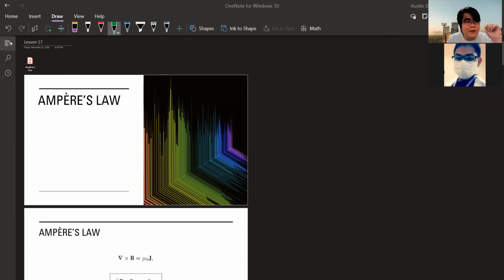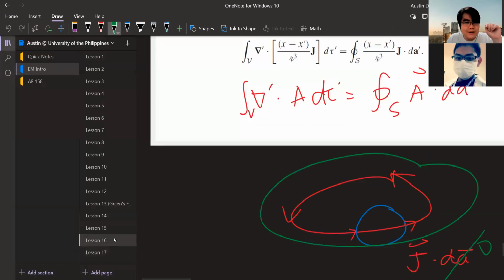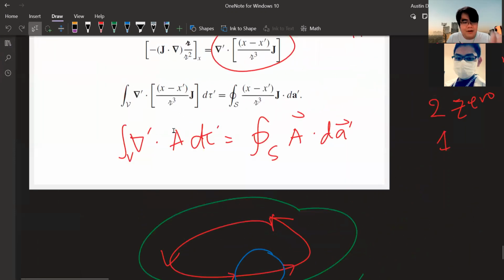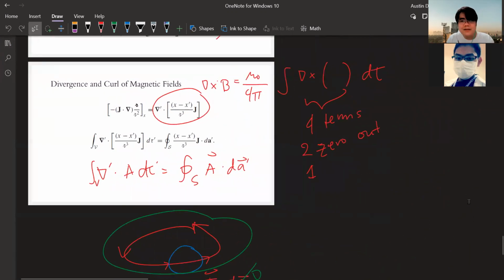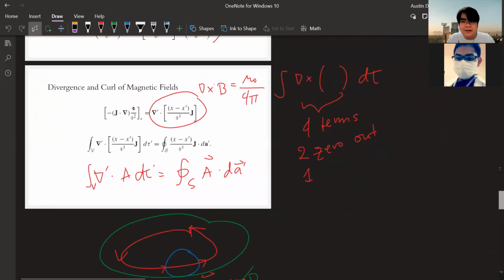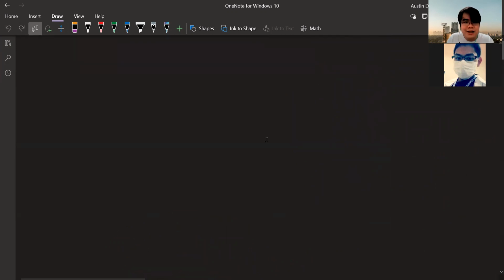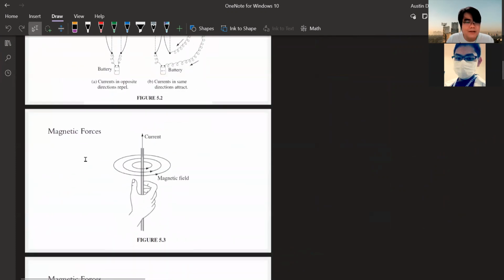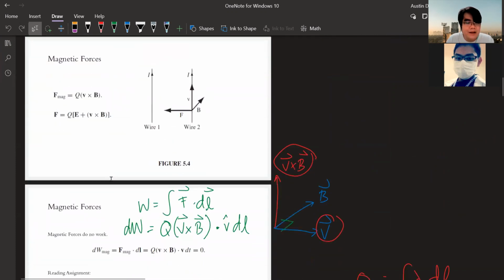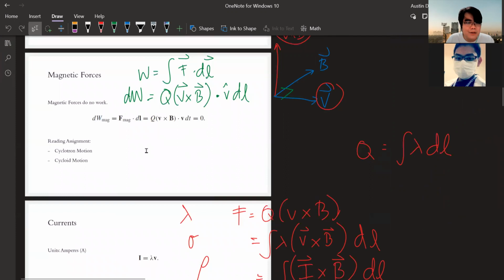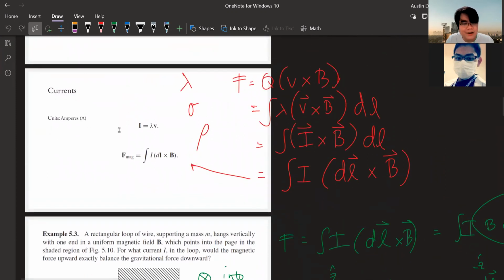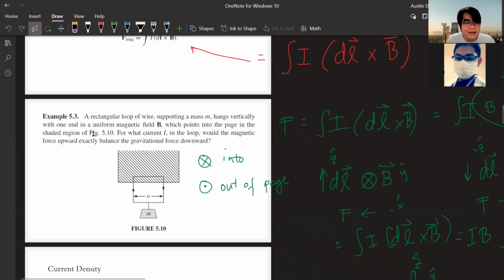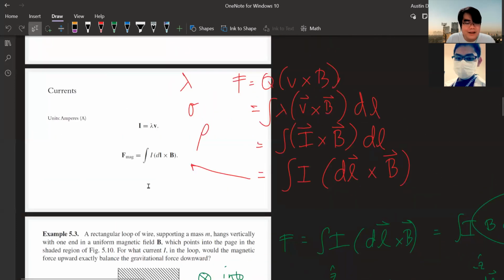So, recap lang from last time, yung ginawa natin last time. Basically, we have started magnetostatics. Sa magnetostatics, inalam natin yung forces due to magnetic fields. And then, what causes magnetic fields? Currents. So, discuss natin yung mga current, and the force that is due to a current.